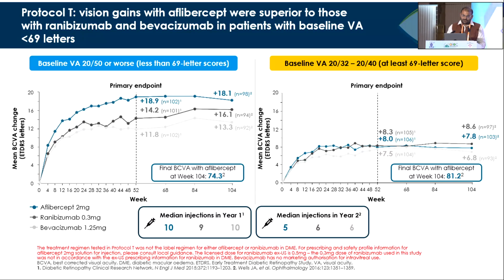ranibizumab and bevacizumab, especially in patients with presenting baseline acuity of less than 69 ETDRS letters or less than 20/40. After the 2-year period, there was a gain of 18.1 letters, in comparison to ranibizumab, which was 16.1, and bevacizumab, 13.3. The important thing is that the median injections given in year 1 was 10, which reduced to just half, 5 injections, after year 2.